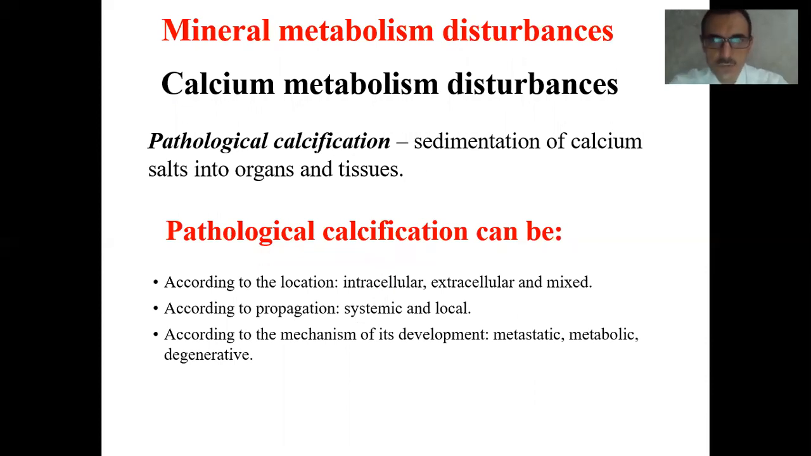Now the final chapter of our lecture is mineral metabolism disturbances. First, let me discuss the calcium metabolism disturbances. The pathological calcification is the sedimentation of calcium salts into organs and tissues. Pathological calcification can be classified according to the location: intracellular, extracellular, and mixed; according to propagation or localization: systemic and local; and according to the mechanism of its development: metastatic, metabolic, and degenerative.